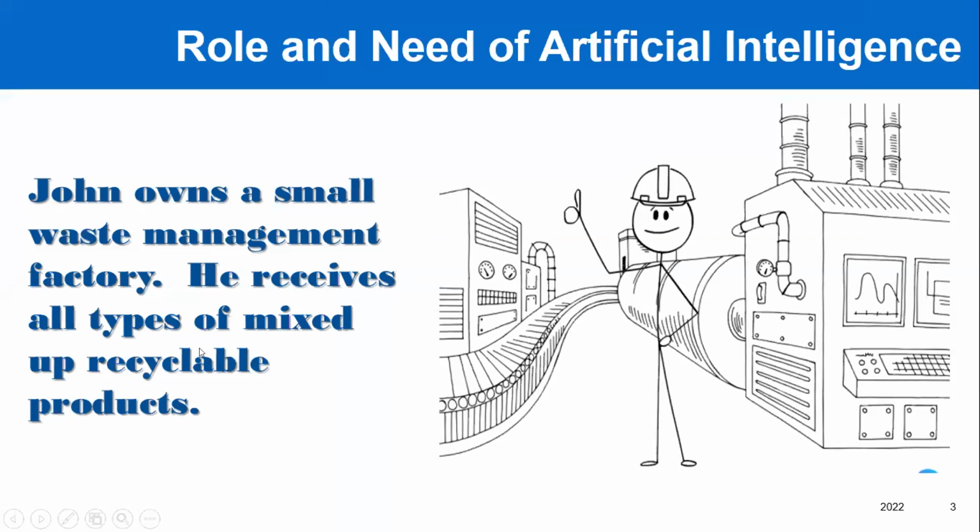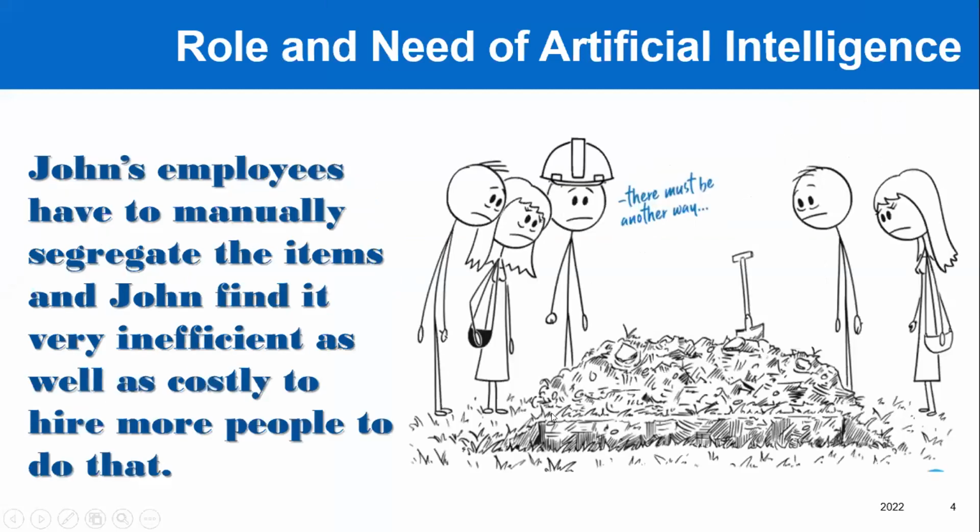So we have Mr. John with us. He owns a small waste management factory. He receives all types of mixed up recyclable products. John's employees have to manually segregate the items, and because of this pandemic situation or economic crisis, John finds it very inefficient as well as costly to hire more people to do that.